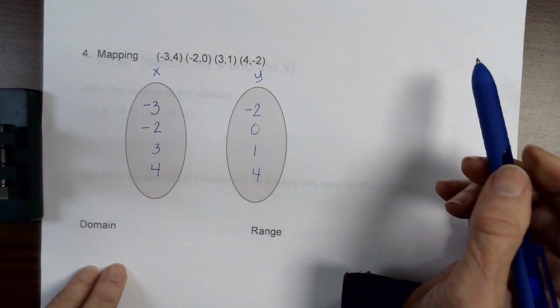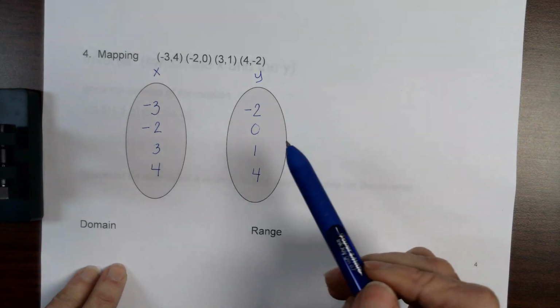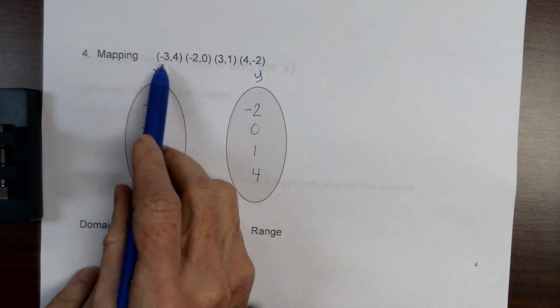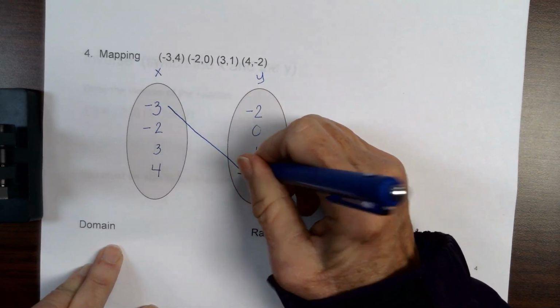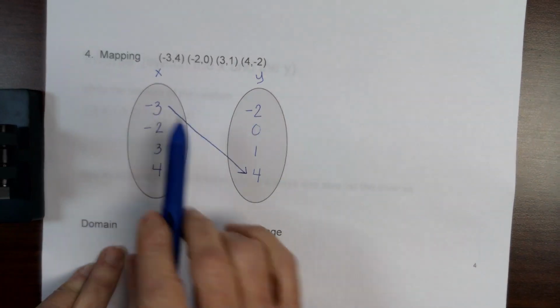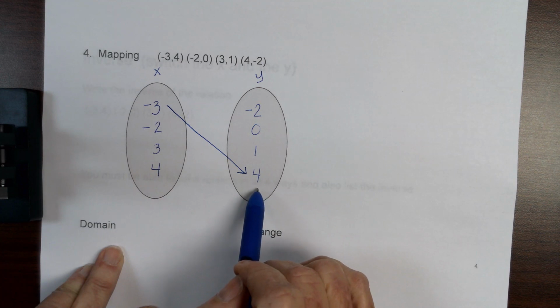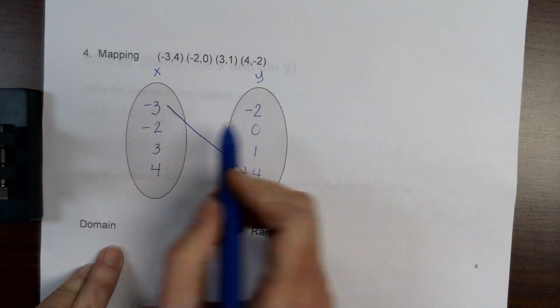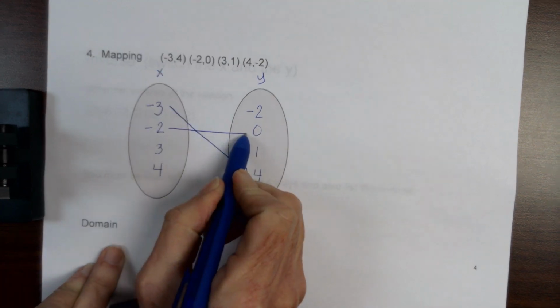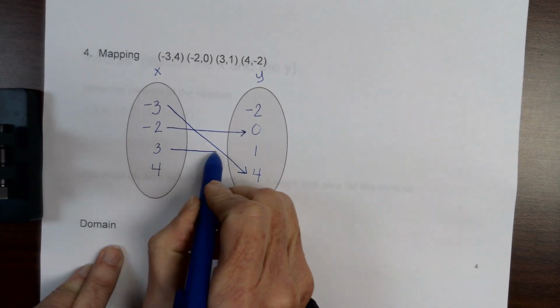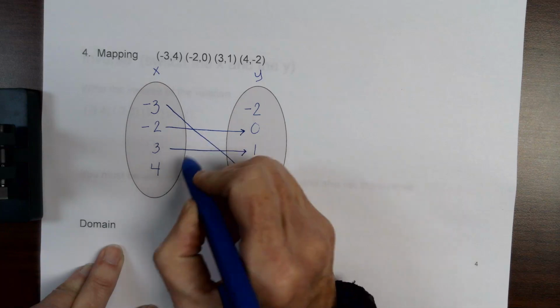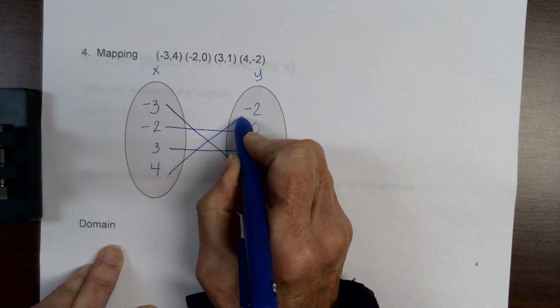Now I'm going to draw arrows from the x that I have to the y that goes with it. So -3 goes with a 4. So when I have a -3, that's the x. The y in this particular case is 4. -2 goes with a 0. 3 goes with a 1. And 4 goes with a -2.